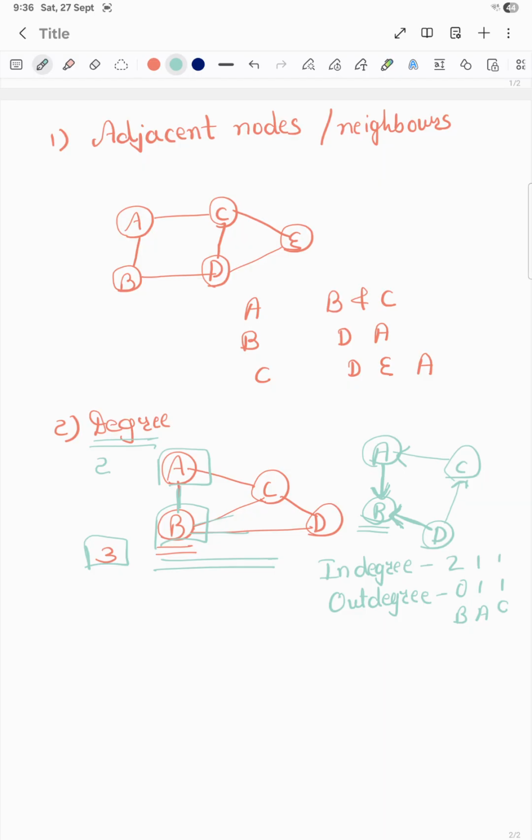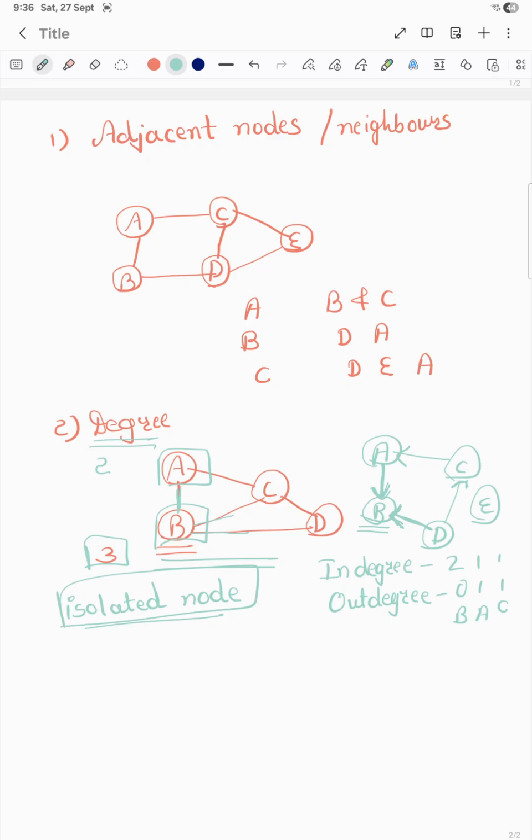And there is also one term used, that is isolated node. What do you mean by isolated node? An isolated node is a node which has degree 0. That means no in degree, no out degree. That means it's somewhere alone. Suppose I have this graph and in that I have this E over here. It does not have any in degree or out degree. So this type of node is known as an isolated node.